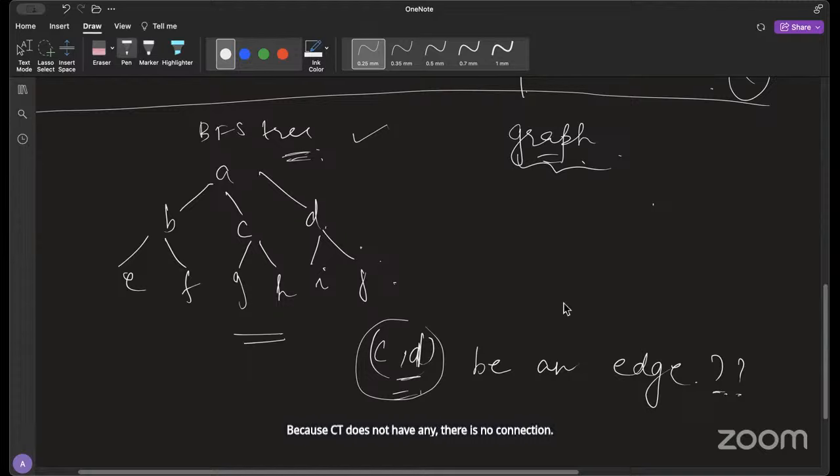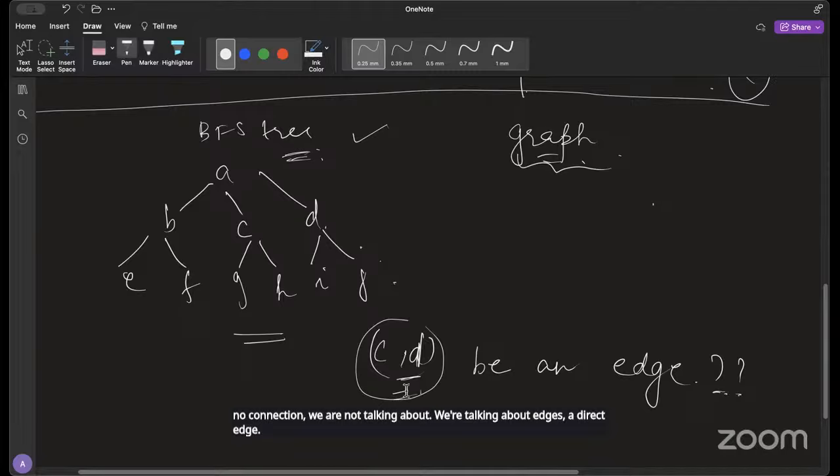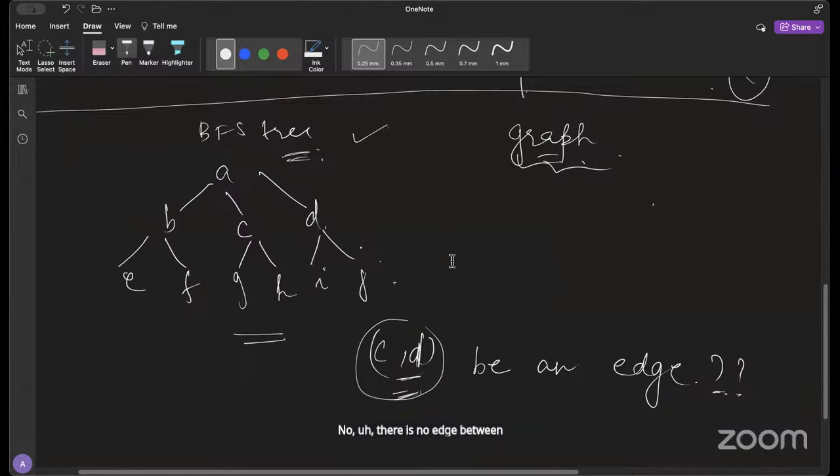Yeah, it should come under C, right, if D is the edge of C. It cannot be a direct edge, but via A we can have a connection. No, we're not talking about connections. We're talking about direct edges. Can we have CD as an edge in the original graph? No, there is no edge between C and D.